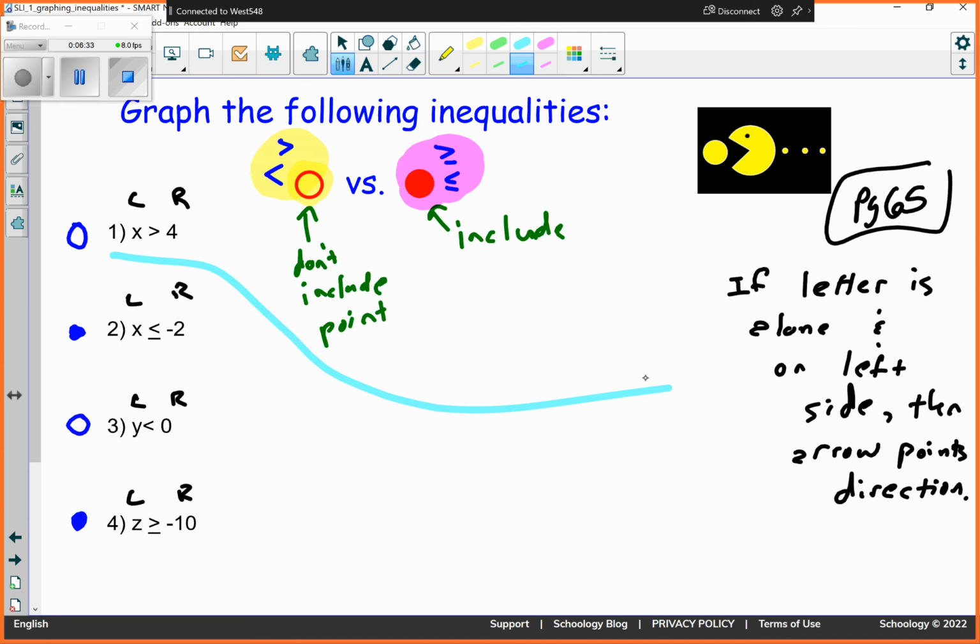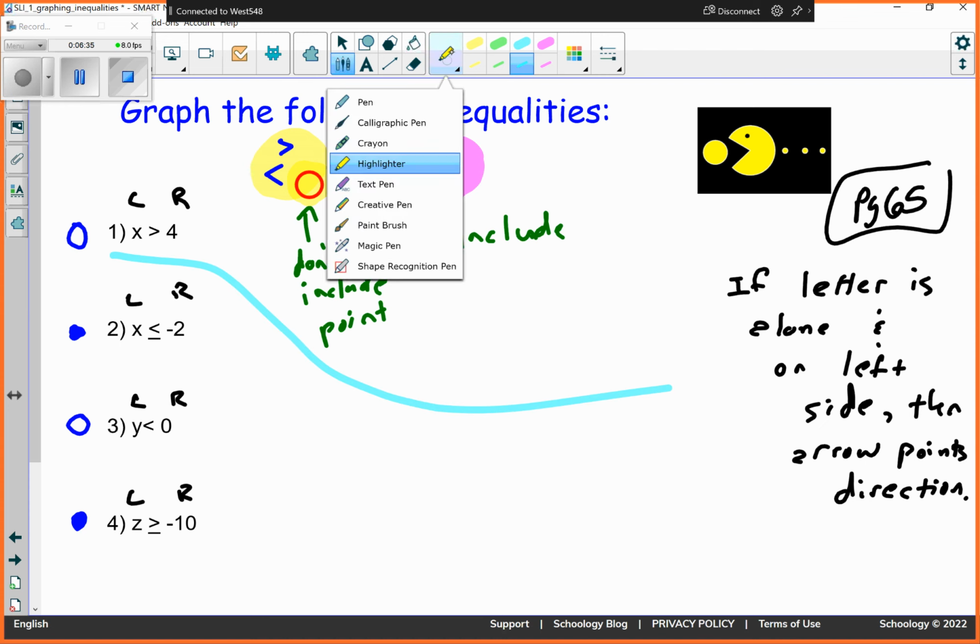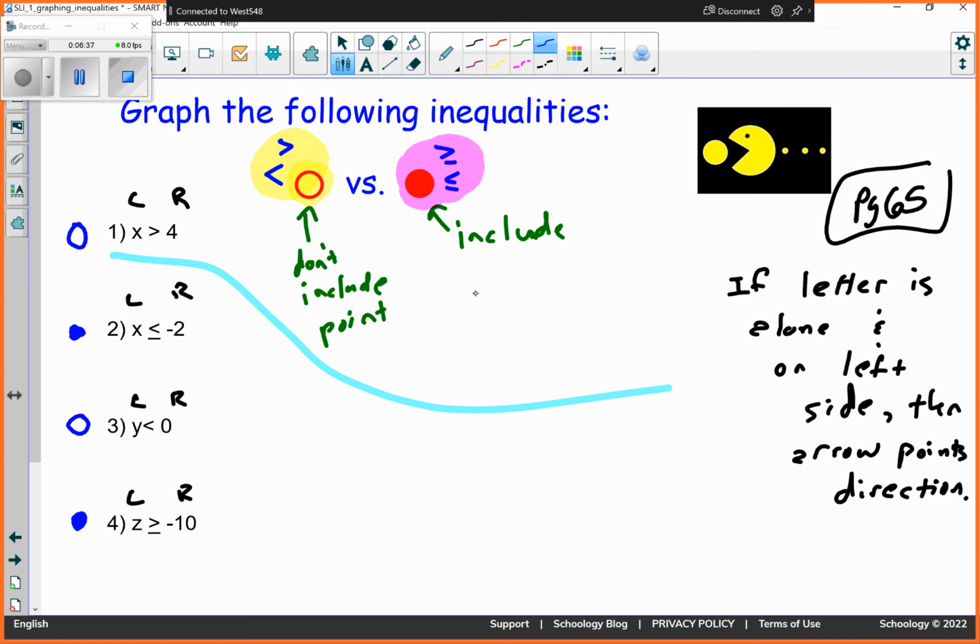Okay. Within this blue region, what I'm going to do is I'm going to draw myself a number line. I'm going to put 0 right here. Hey, question. Is the number 4 to the right or to the left of 0?